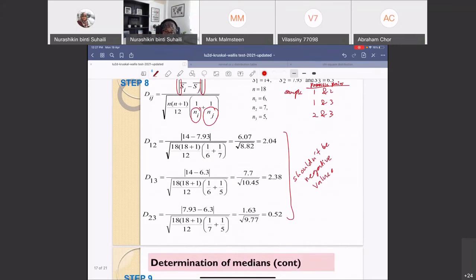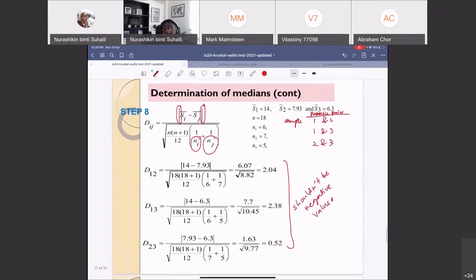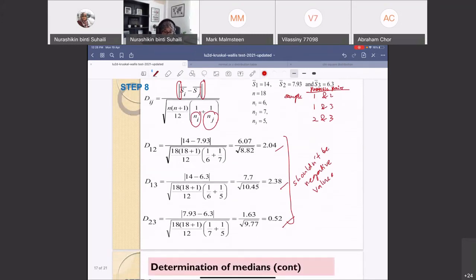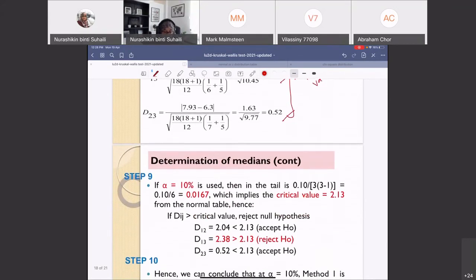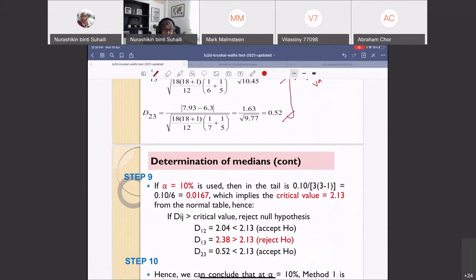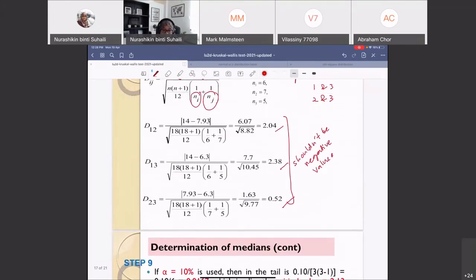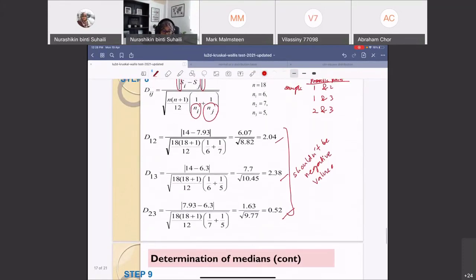Once you get these values, why is it very important? Because you are going to compare this DIJ with the Z value in the next step. What happens if you wrongly write a negative, let's say negative 0.52? When you compare with the Z value, of course it is less than that, so it will give you a wrong decision. That's why it's very important at this stage to acknowledge that DIJ shouldn't be negative.